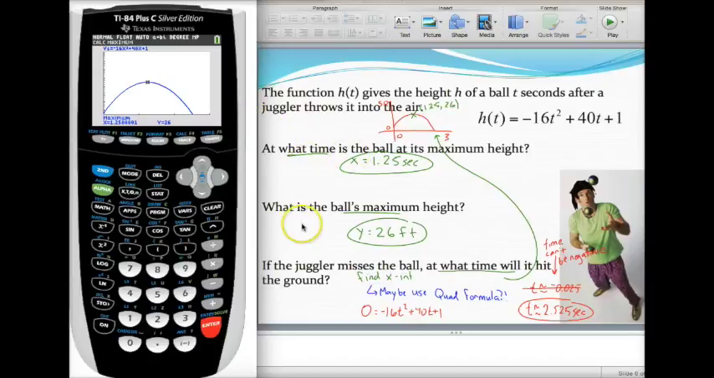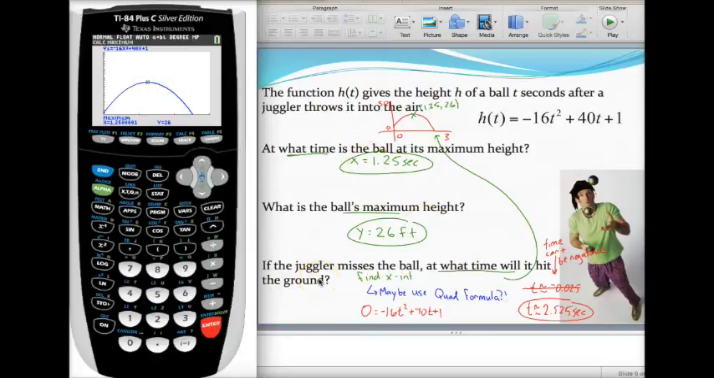Well, let's interpret what those numbers mean. That's really what this problem's about. The time that the ball is at its maximum height refers to the x, the input value. So at about 1.25 seconds, that's when the ball will be at its highest point. The second question deals with what is the actual maximum height of the ball. That's the output, the y value. So I can see on my calculator over here that 26 feet is the maximum height of that ball.